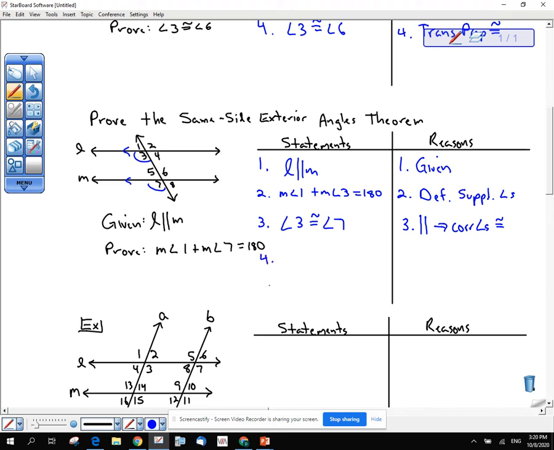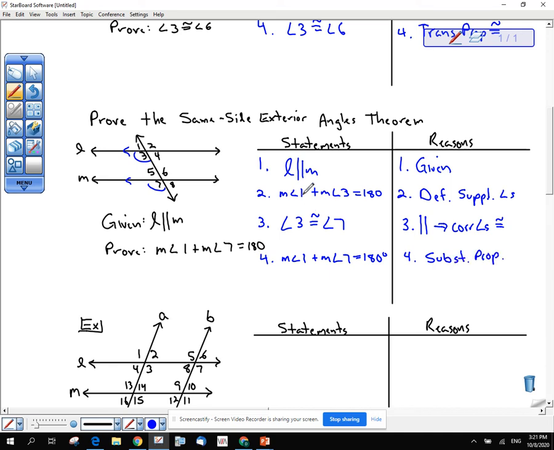And then line 4, we could substitute 7 in for 3. Now, just to be clear, on the last one, I used the transitive property, because if you have A is congruent to B and B is congruent to C, and you conclude A is congruent to C, that's the transitive property. Here it must be substitution, because you're taking 7 and plugging it into this statement, this sentence, for 3. So it must be substitution. This is going to say the measure of angle 1 plus the measure of angle 7 equals 180. Substitution property.